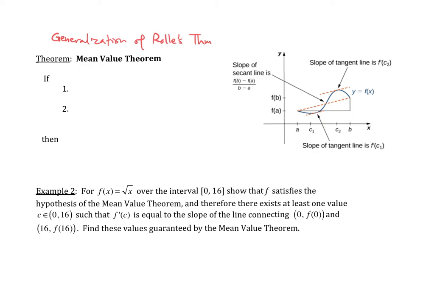So the first condition is that f needs to be continuous on the closed interval from a to b. Okay. The second condition we have is that f is differentiable on the open interval ab. Okay. And these are both conditions.